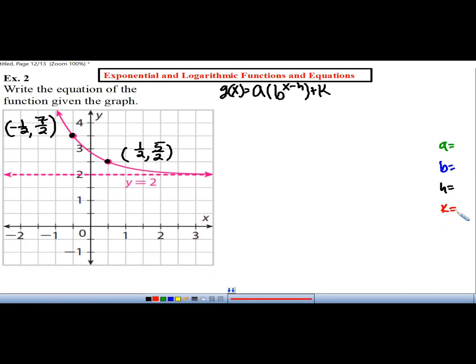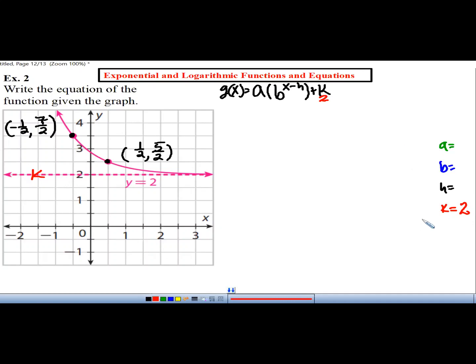All right, now that we have this, we need to get started with our parameters, which is the easiest one? Oh, Mr. Q, the easiest one is k, because that's our asymptote. So the dotted line, label it k, which is what value? 2. I'll write it in here, 2.